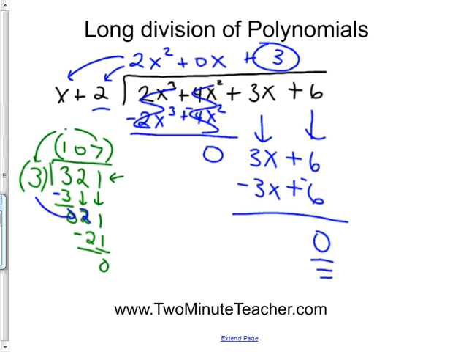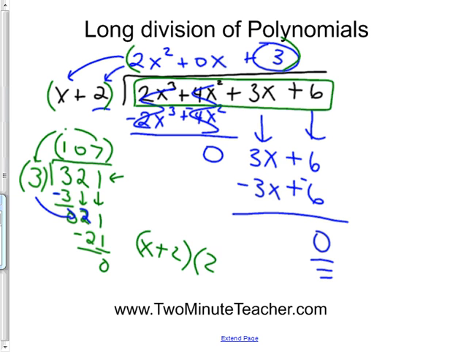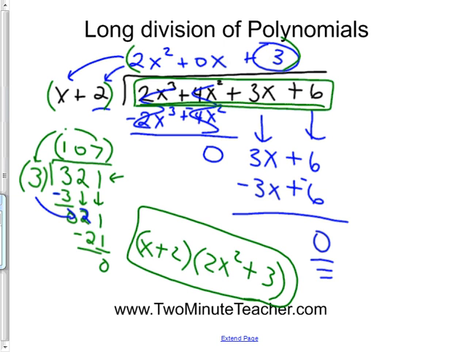That's really important. If there's no remainder, then that means it worked. Now, by saying it worked, what does that mean? That means that this x plus 2 times all of that, 2x squared plus 0x plus 3, is the factored form of this. Are there other ways to factor that? Absolutely. It's just kind of neat that you can do long division of polynomials to factor. So this x plus 2, this is what I would consider the final answer. 2x squared plus 3, and that's the factored form of that.